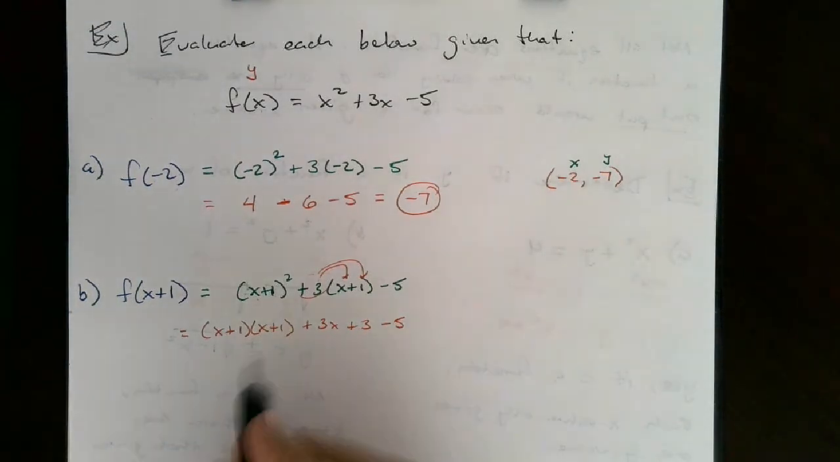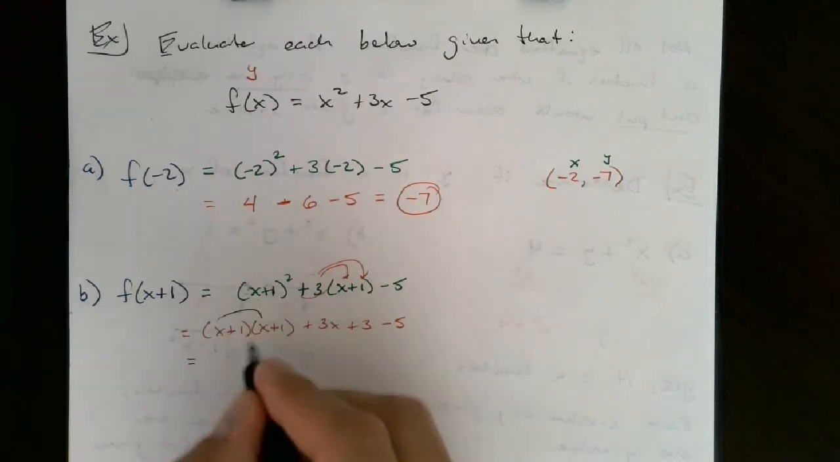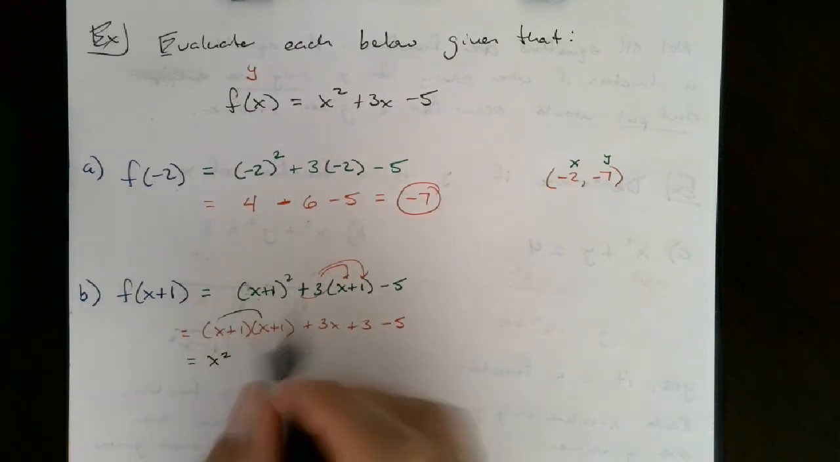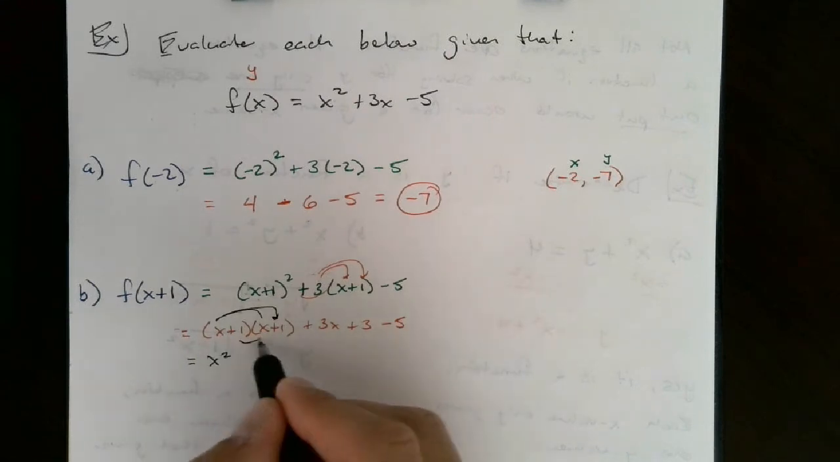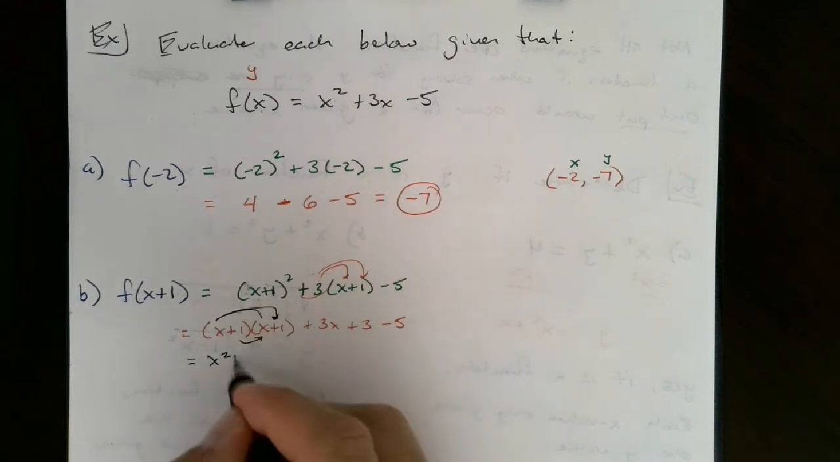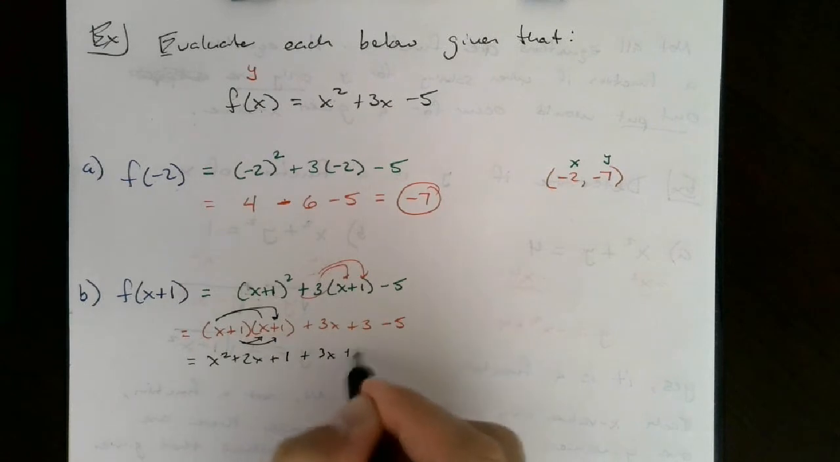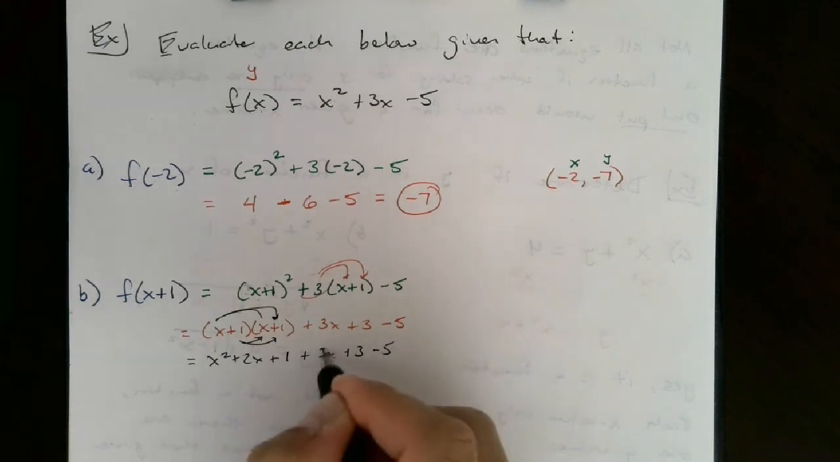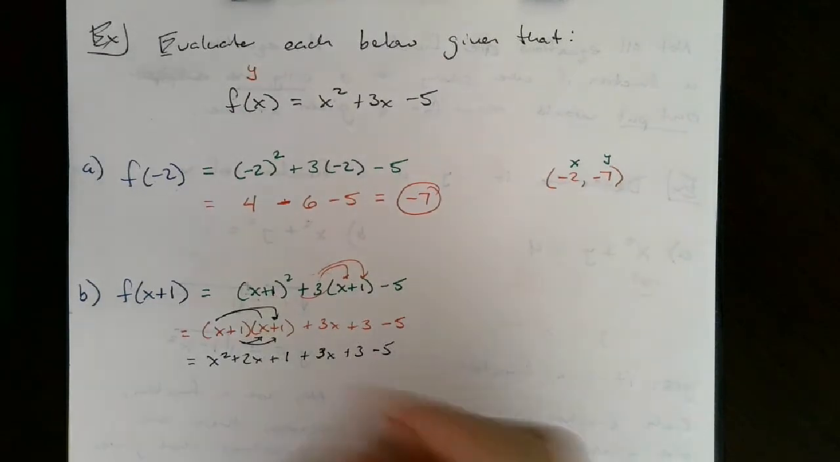And how do you simplify this? Well, here, when you have a binomial times a binomial, you FOIL this. We've talked about this in the past. X times x is x squared. The outer would give me x times 1 is positive 1x. And the inner gives me another positive 1x, so this would be plus 2x. And then plus 1 times 1, which is plus 1. And then plus 3x plus 3 minus 5. And then let's combine like terms here.